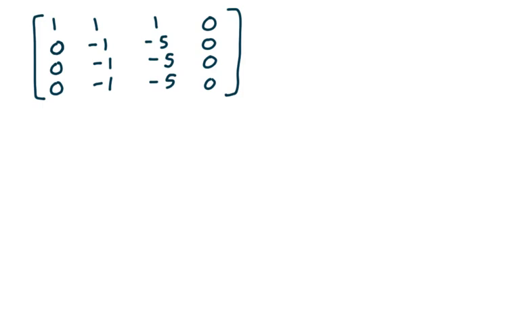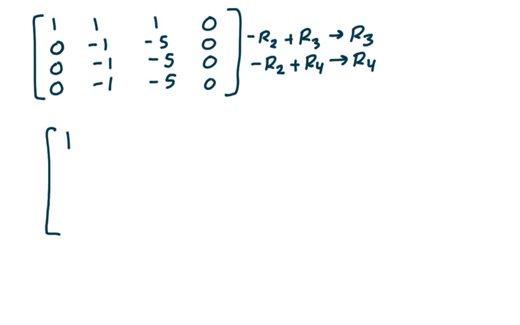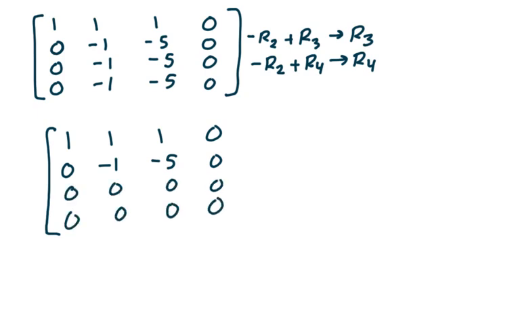Now, if we don't mind, I'm going to take negative row 2, add it to row 3, put the result back into row 3. And then I'm going to take negative row 2, add it to row 4, put the result back into row 4. When I do that, I get the following: 1, 1, 1, 0, 0, negative 1, negative 5, 0, 0, 0, 0, 0, 0, 0, 0, 0.